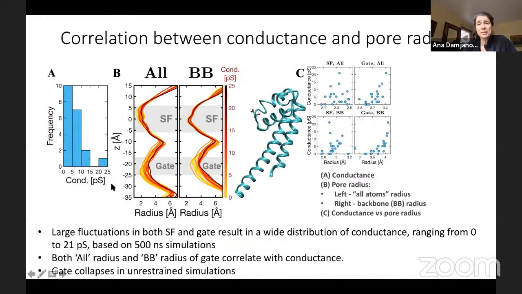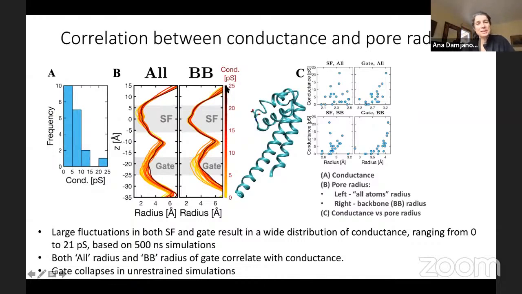So we investigated a bunch of factors, and after a while we plotted the pore radius. And that turned out to correlate really well with conductance. So you can see here, this is the radius of the pore. This is the Z direction along the channel. So this is the selectivity filter. This is the gate. And the darkest line here, so the lines are colored by conductance.